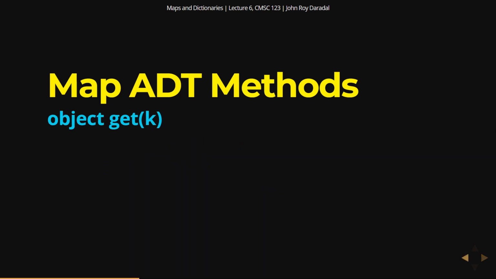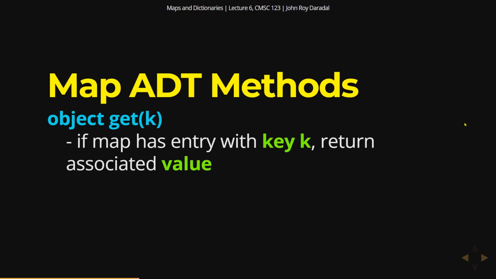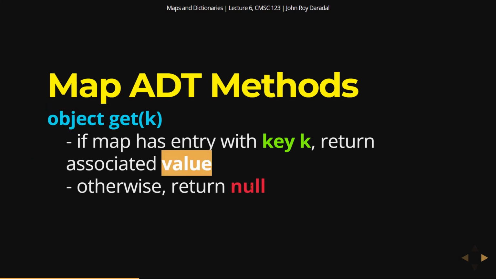Next is get. Okay, get k, and k here is a key. Okay, so if the map has an entry with key k, then you return the associated value. So you're given a key, and if it exists in the map, then you should return whatever value it is mapped to. However, if the key k does not exist, you return null, because, well, the key does not exist. Okay, so that's why you return an object here. So it's either the associated value or null. Okay, so that is basically the search method, get.